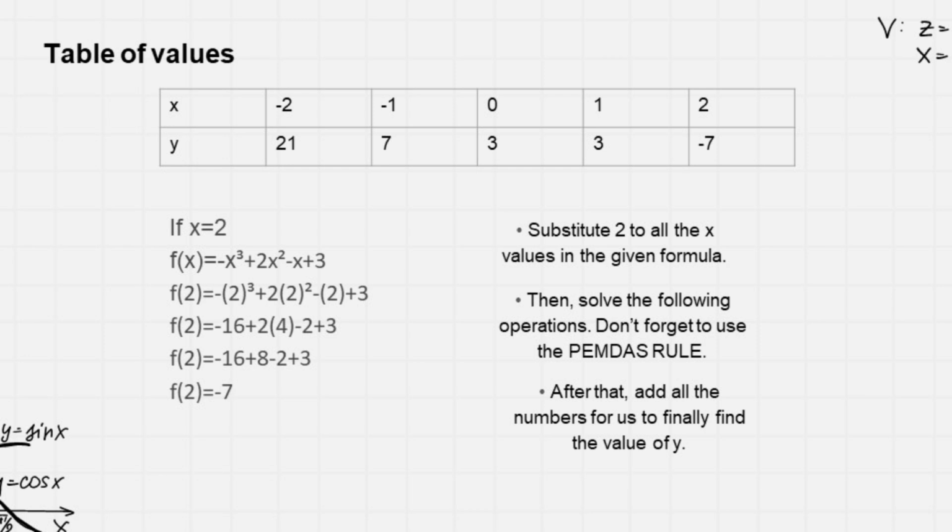Negative times positive 2 is equal to negative 2, and bring down positive 3. Then 2 times 4 is equal to positive 8. Now we have negative 8 plus 8 minus 2 plus 3. We can now combine all of them for us to find the value of f(x) if x is equal to 2. And our final answer is f(2) is equal to 1.